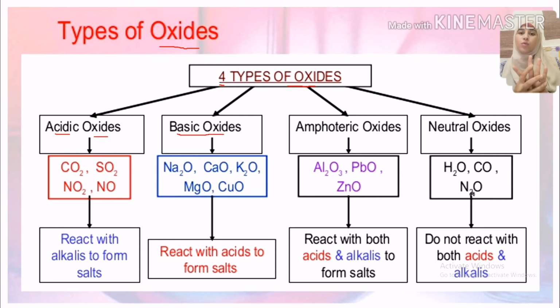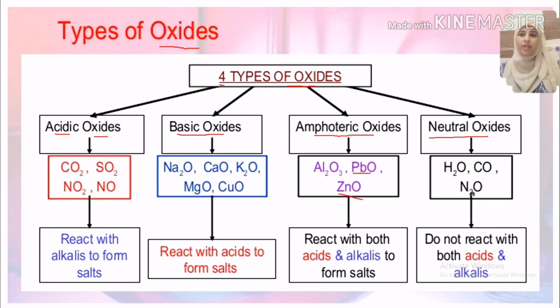We have neutral oxides, oxides that can't react with acid, can't react with base. They are neutral compounds like water, like carbon monoxide, nitrogen monoxide. And at last we have amphoteric oxides, they can react with acid, they can react with base, and they can form salt and water with all of them, like zinc oxide, like lead oxide, like aluminium oxide.